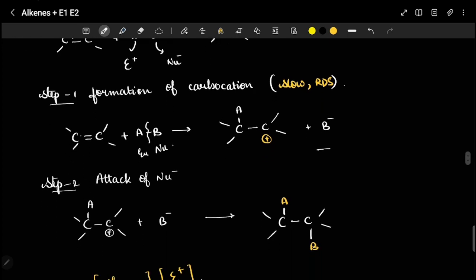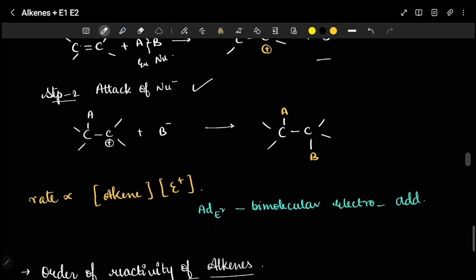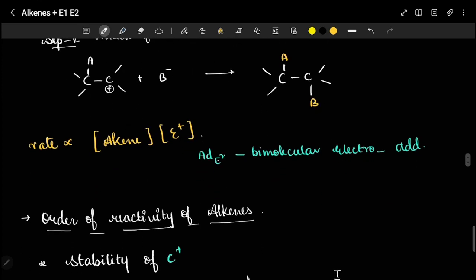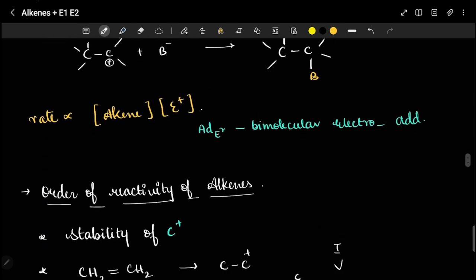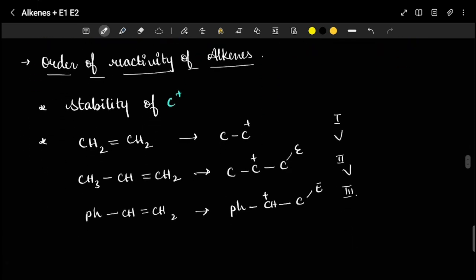Okay, and then B minus is there, and this is the rate determining step. As the electrophile approaches, the bond is broken. That is important. And then the second step is attack of nucleophile, and the nucleophile gets added. The rate is directly proportional to the concentration of alkene you are using and the concentration of electrophile in electrophilic addition reactions. So this is an E2 reaction or bimolecular electrophilic addition reaction. The stability of the product is completely dependent on the intermediate. As we know from the inductive effect and so on, we can find the stability of the carbocation.